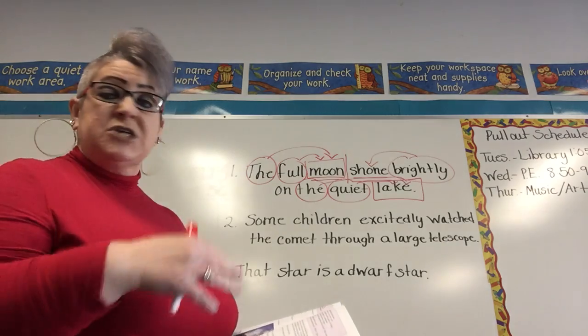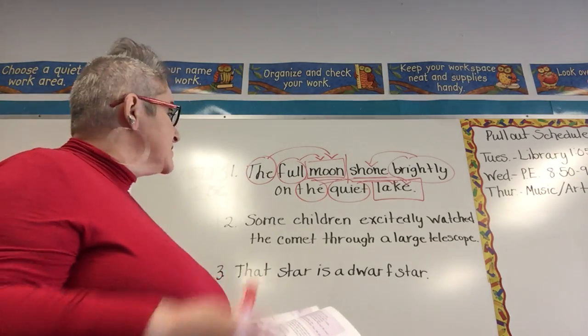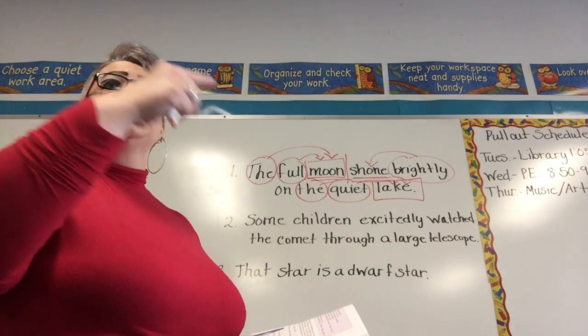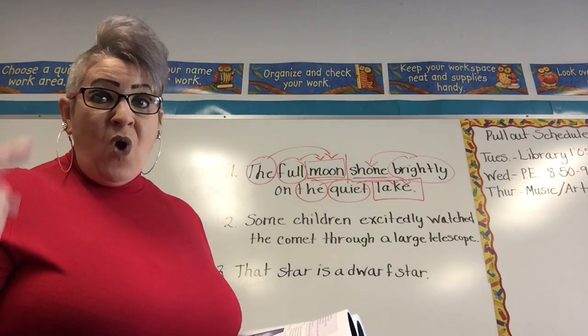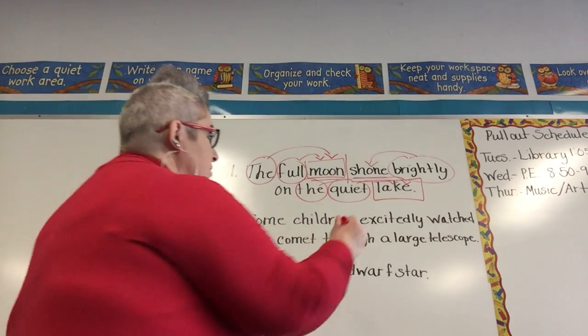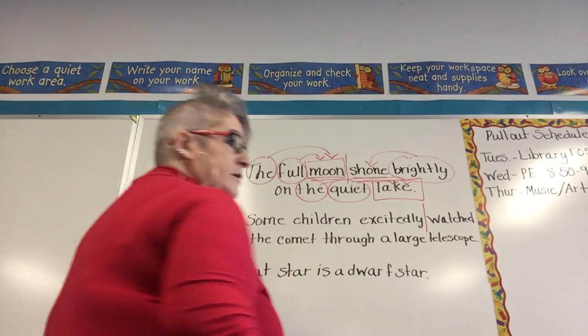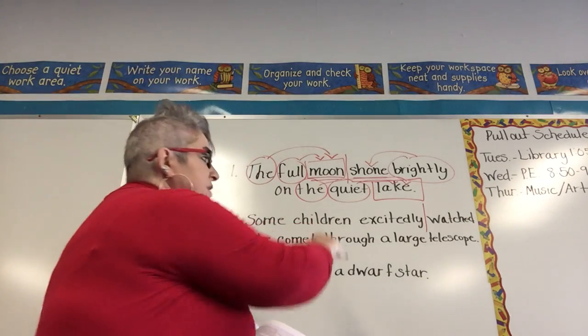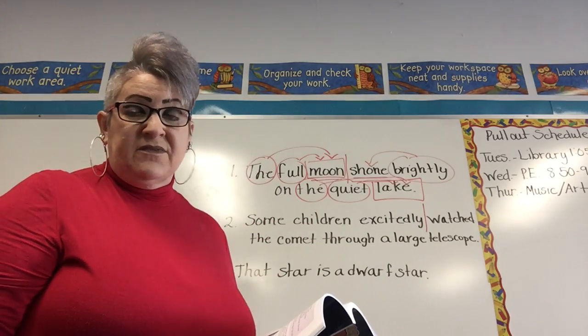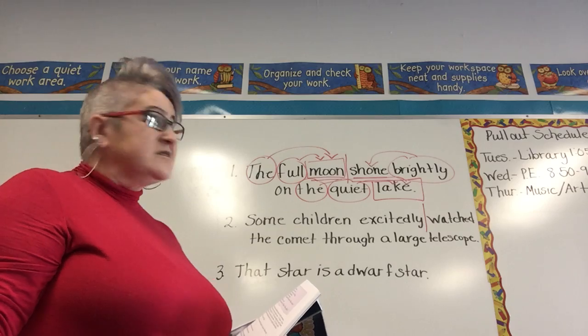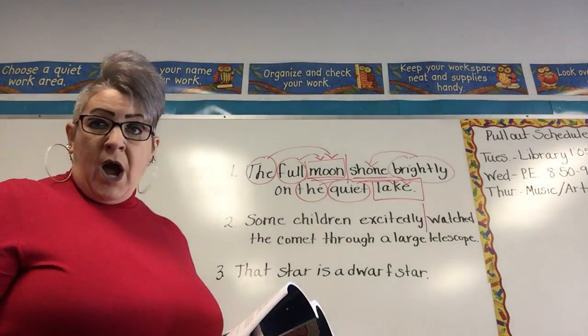Well, what is the subject? Who is this sentence about? It's about the children. What did the children do? They watched. So look here. You've got to divide right here. Don't divide between children and excitedly, because excitedly is not the verb. You have to divide between children and watched.